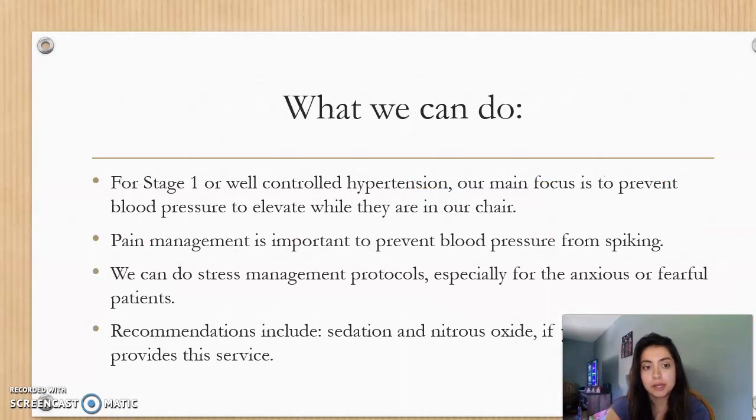What we can do for well-controlled hypertension is prevent the blood pressure from spiking in our chair. So pain management is important to prevent the blood pressure from spiking. We can do stress management protocols, especially for anxious or fearful patients. Some offices do recommend sedation or nitrous oxide, so if your office offers that, that would be a good option for that patient.